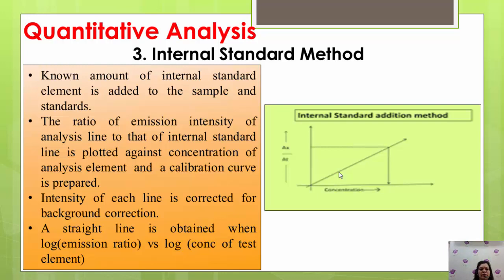Intensity of each line is corrected for its background radiation, like in colorimetry or in any other analysis. We'll put a blank, find out its reading, and if it is not possible to make auto zero, we'll subtract that reading. With the same process, the intensity of each line is corrected for background, and a straight line is obtained when log of emission ratio is plotted versus log of concentration of the element.